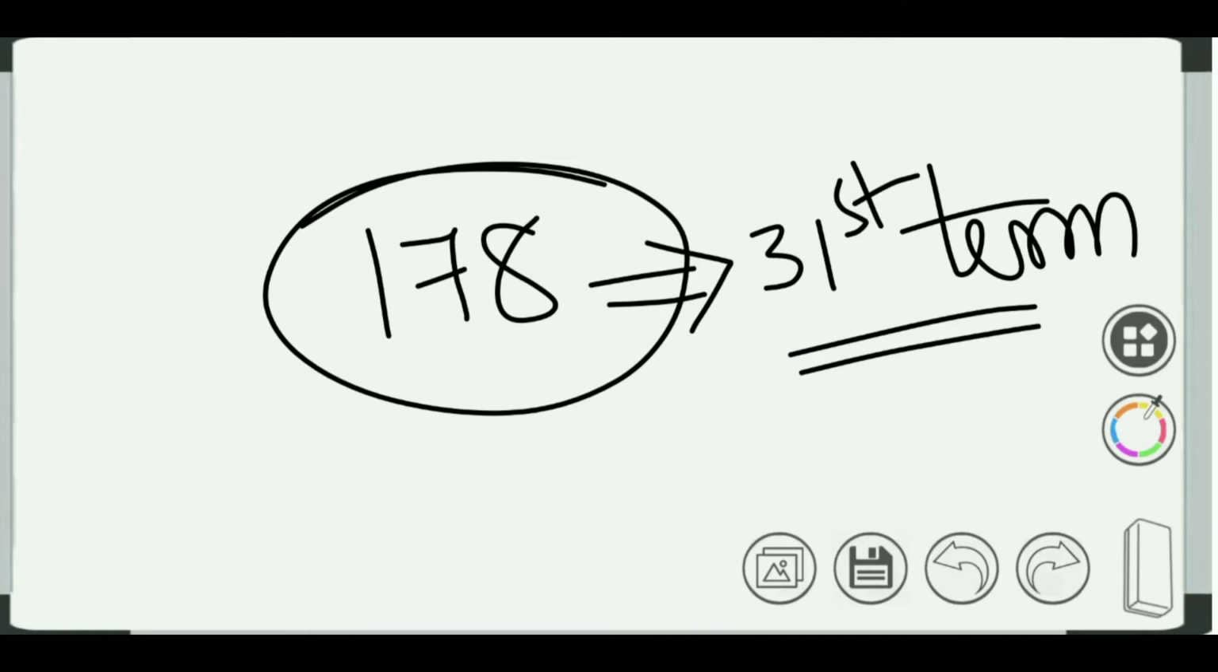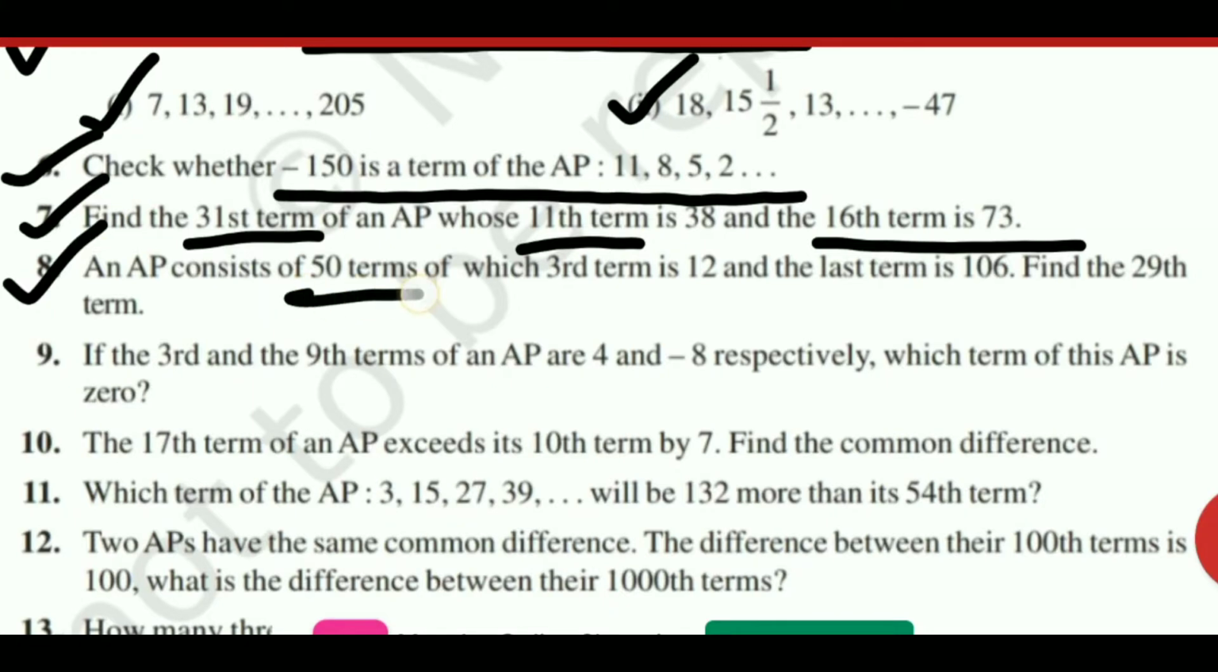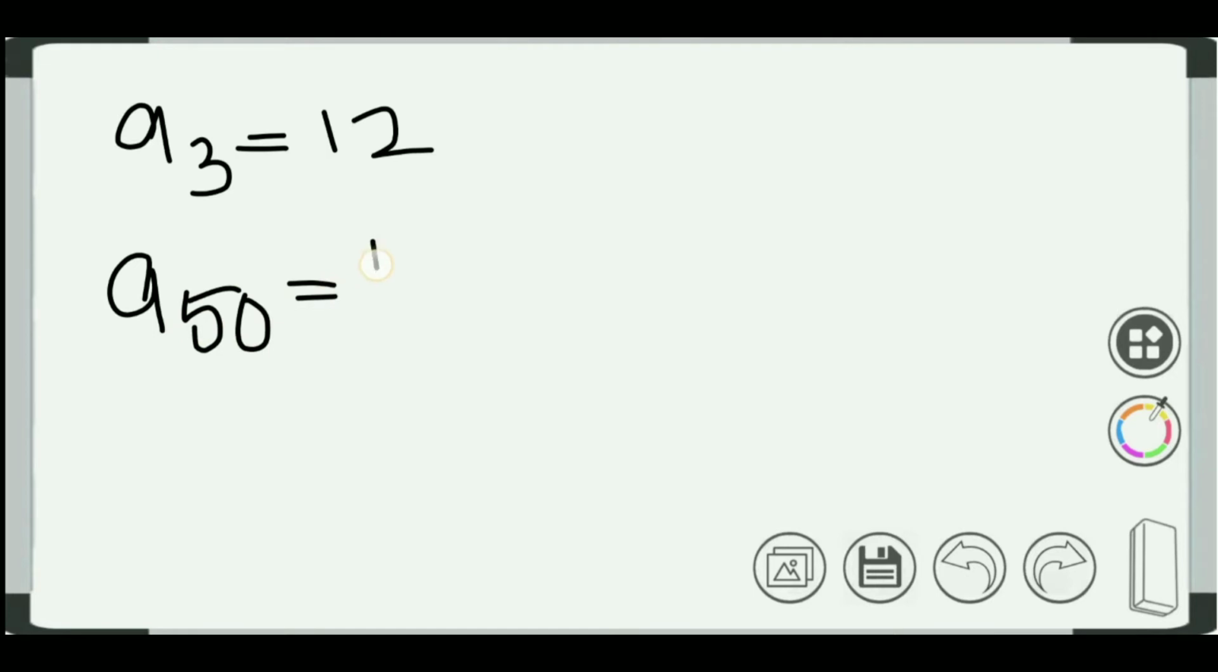Now you can come to the 8th question. An AP consists of 50 terms, of which third term is 12 and the last term is 106. Find the 29th term. So they have given two values. The total terms of the AP is 50. Third term is 12 and last term is 106. Last term means 50th term, because totally 50 terms are there. So write the given details. Third term is 12 and the last term, the 50th term, is 106.